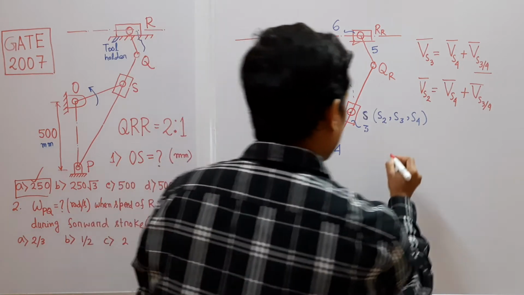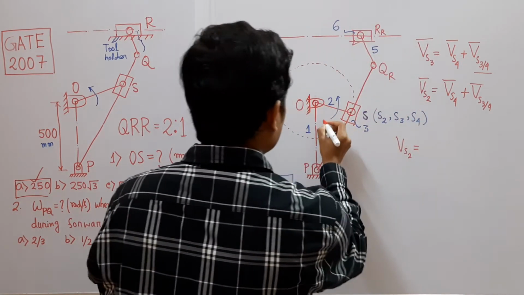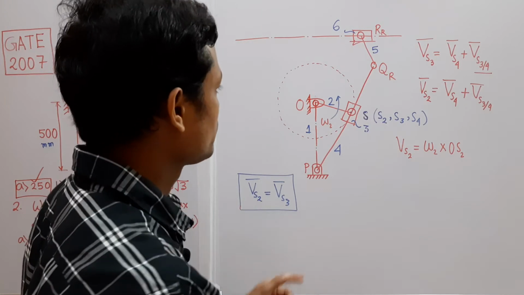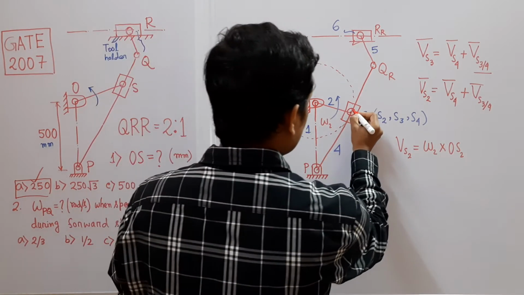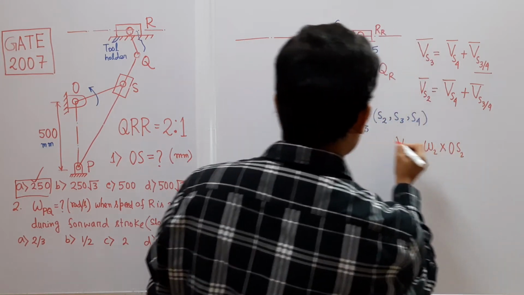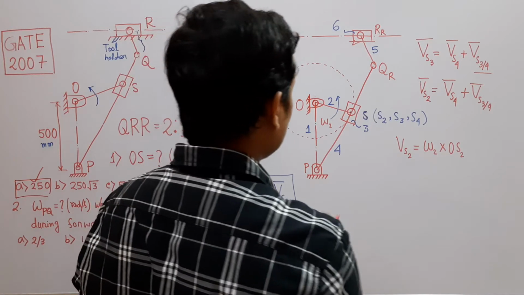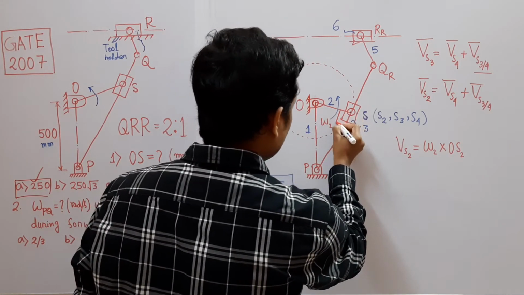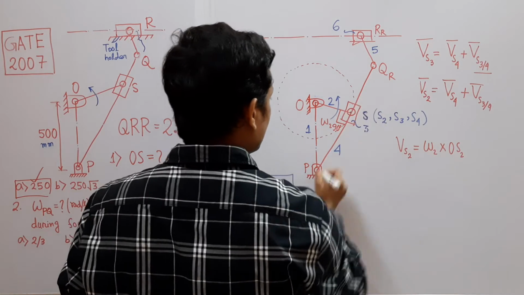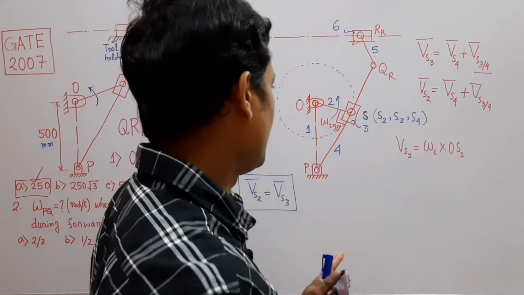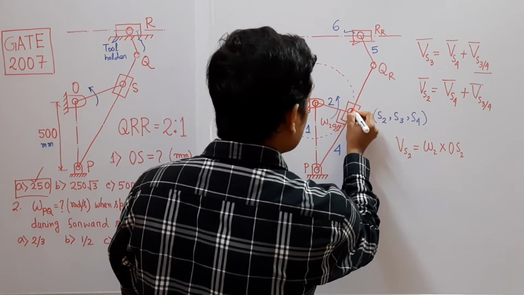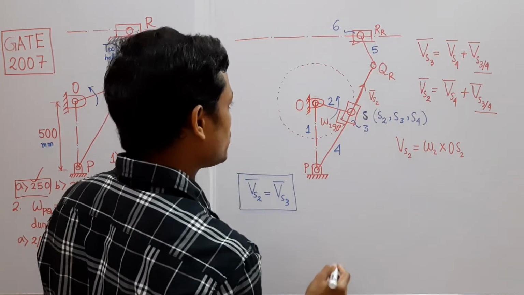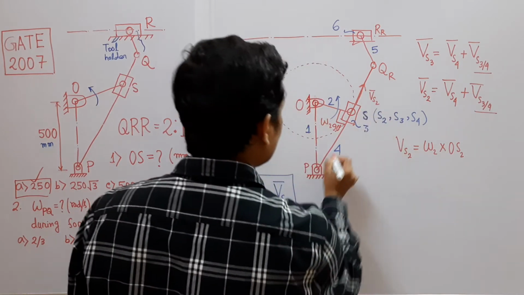Now what is Vs2? Vs2 is, if this is omega 2, into OS2. Okay, omega 2 into OS2. And what is the direction? That direction is perpendicular to OS2. So at this instant, when the block is at extreme right position, this angle is 90 degrees. As this is a tangent, the angle between crank and oscillating link is 90 degrees. So at this instant, Vs2 is along this. So this is Vs2. And Vs3/4, that is the sliding velocity, which is also along link PQR.